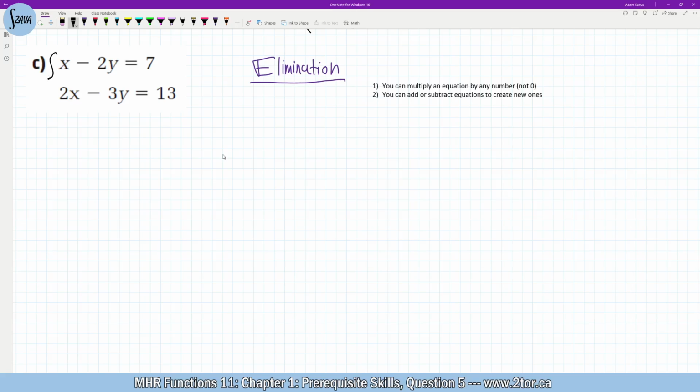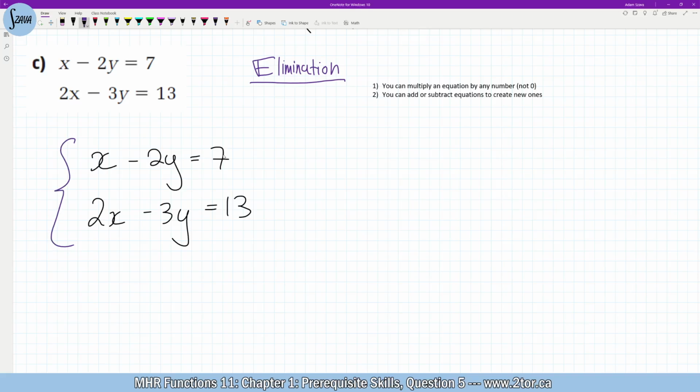Again, I like to just draw this little bracket to show that they're together, but I'll draw it over here. So x minus 2y equals 7, and 2x minus 3y equals 13. So we're doing this by the elimination method. You could do this by the substitution method by rearranging both of these into y equals mx plus b and making the right sides equal to each other, like we did in the previous two examples.